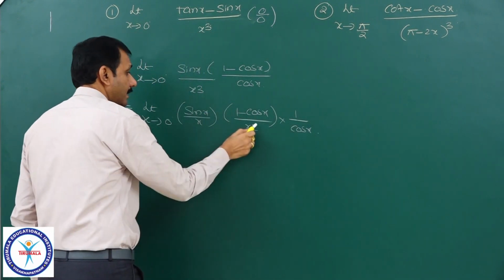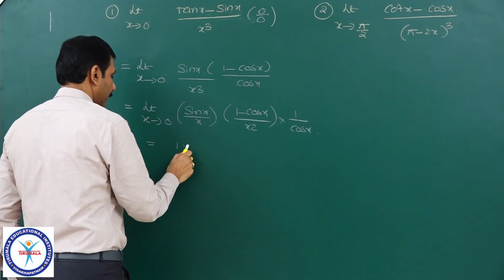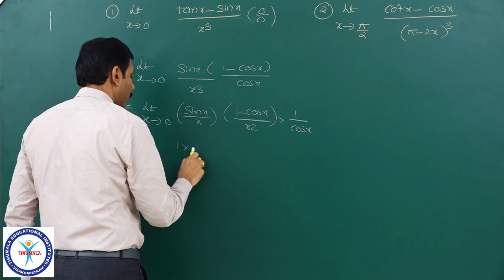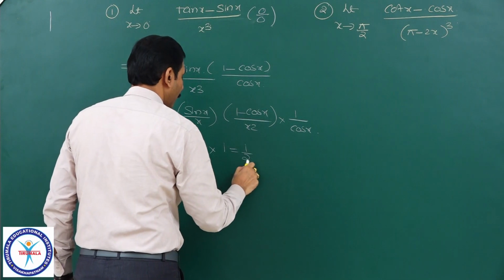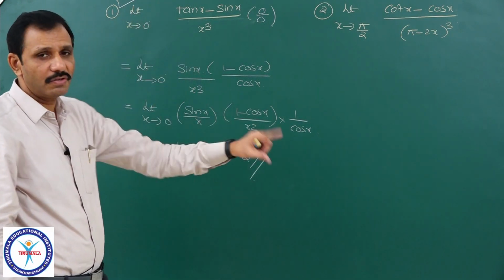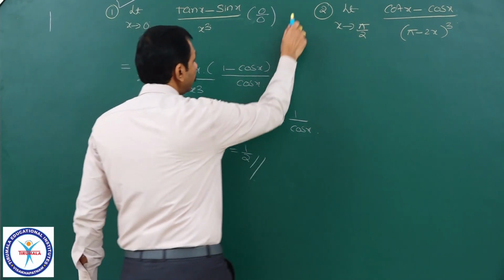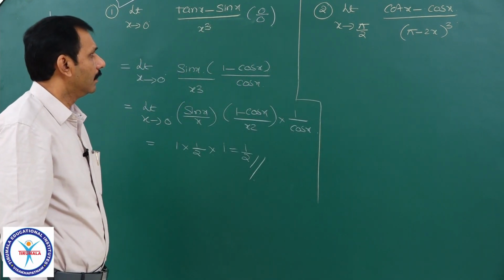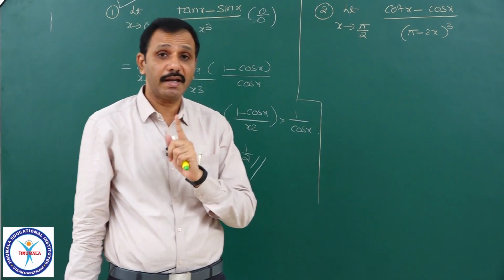This x cube, I wrote x here, x square here. Now sin x by x is 1. (1 minus cos lambda x) by x square is lambda square by 2, that means 1 by 2, into 1 by cos x which is 1. Therefore, the limit is 1 by 2, a standard problem. That result also we can use in some other problems. Right. Next one. Listen. These model problems they are asking frequently in entrance exams.